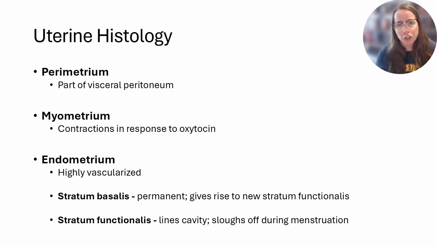The stratum functionalis, this is the functional layer of the uterus. This is what's going to get thicker, get glandular, get vascular, and then if you don't get pregnant, it's what sloughs off. It's what you're seeing in those tissue and blood clots during menses.